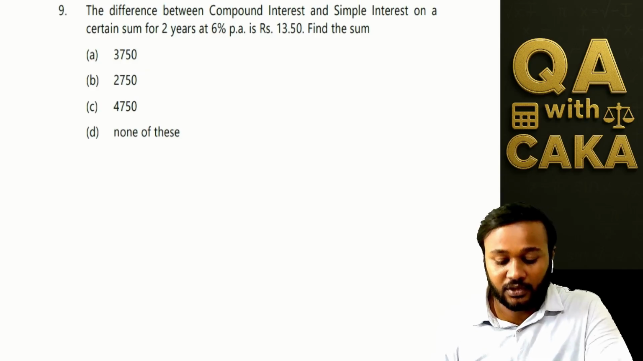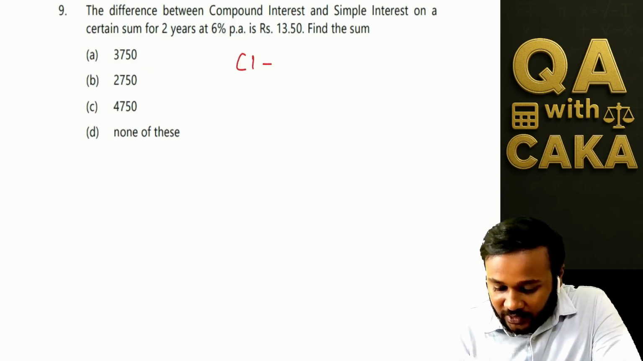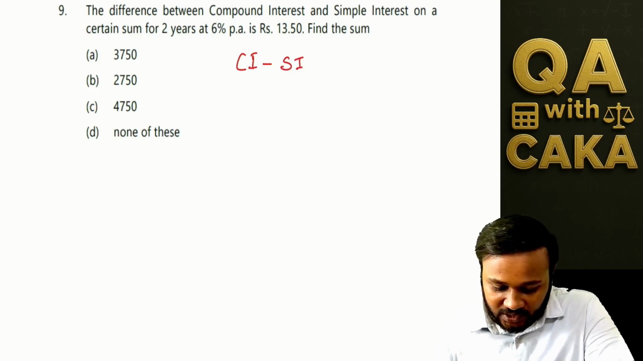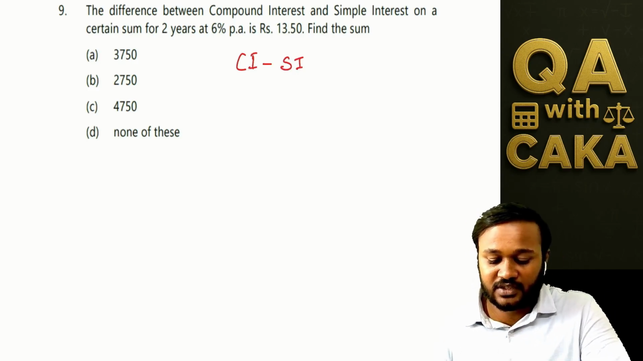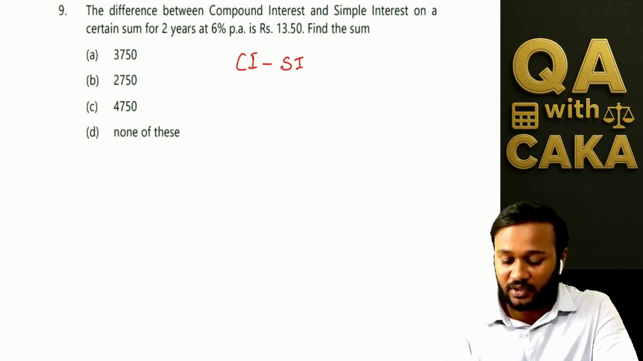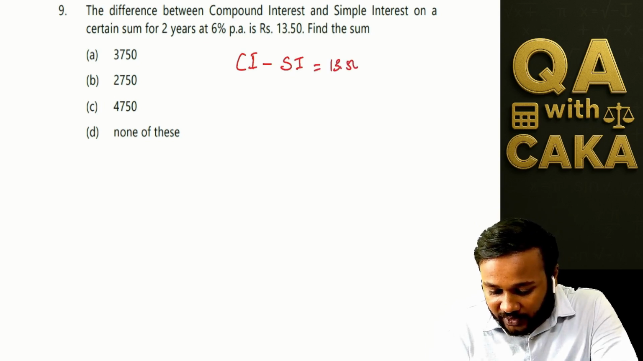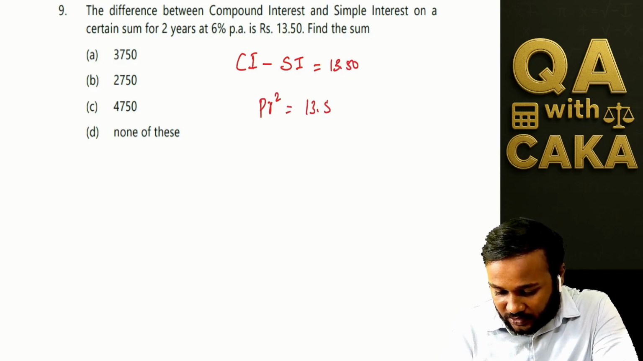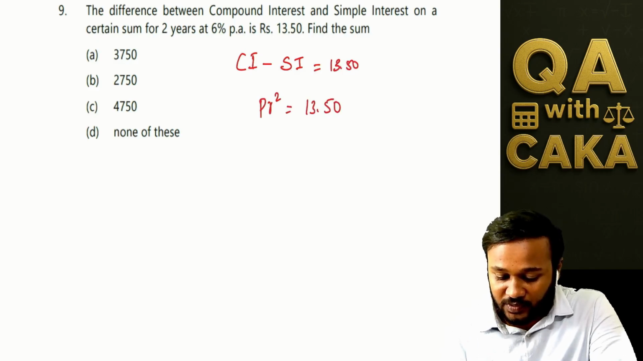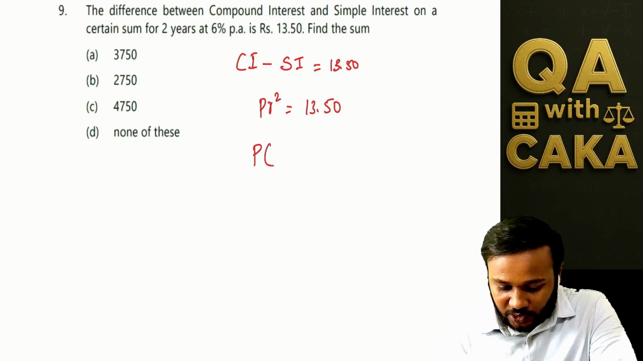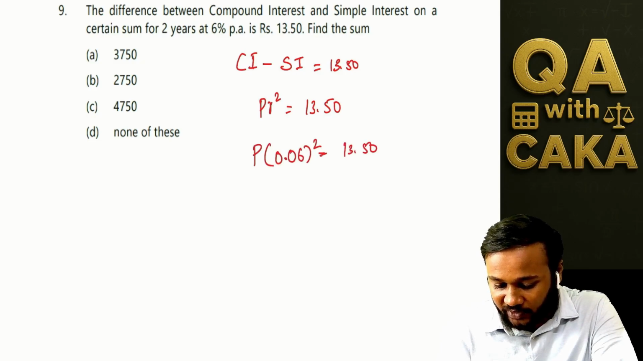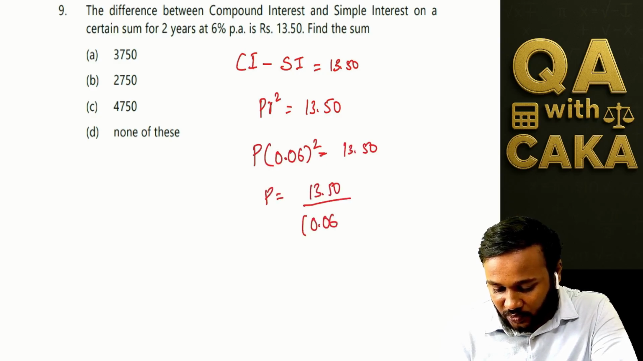The difference between compound interest and simple interest on a certain sum of 2 years at 6% per annum is 13.5. If you remember in class, we have explained this formula. PR square is equal to 13.50. So what is PR square? P you don't know, R square you know, which is nothing but 0.06 whole square equal to 13.50. P is equal to 13.50 divided by 0.06 whole square.